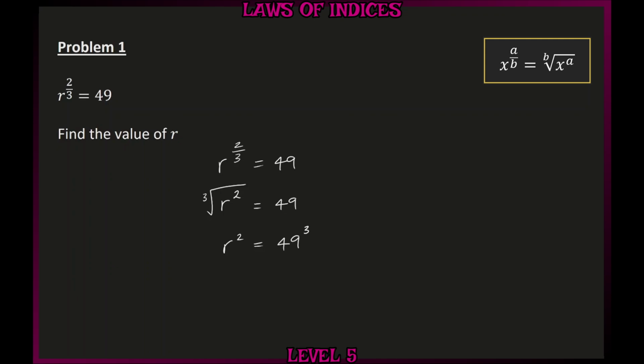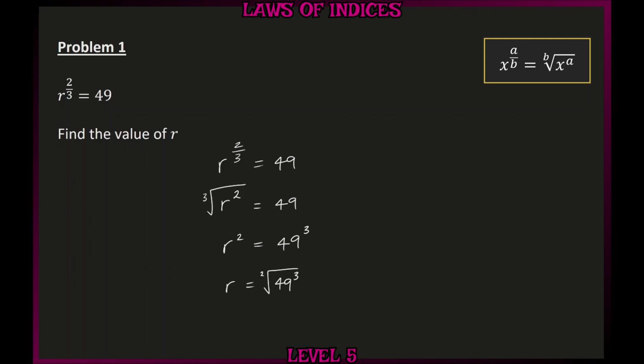To now remove the squared on the left hand side of the equation and leave the r on its own, we can square root both sides, and so this gives us r is equal to the square root of 49, still with a power of 3 on it.